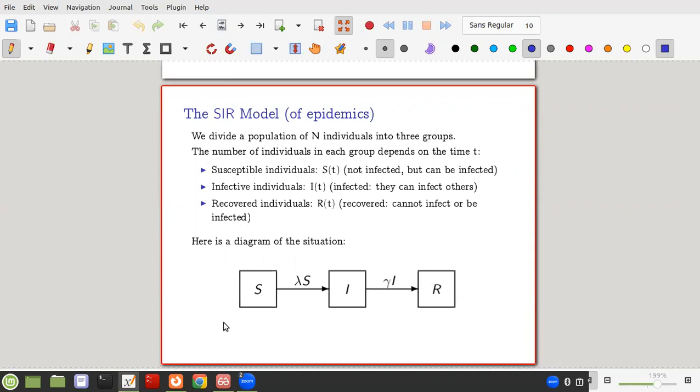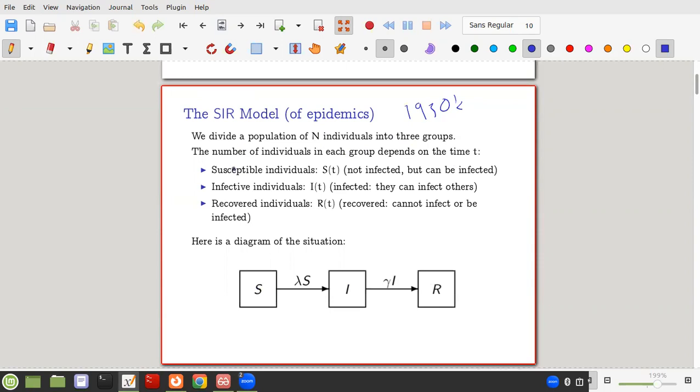Okay, so epidemiology is sort of a mathematical modeling of epidemics, and one of the first models, I think from the 1930s, was the SIR model. The SIR describes a model in which you have a population of n individuals and you divide them into three groups, and the number of individuals in each group depends on time.